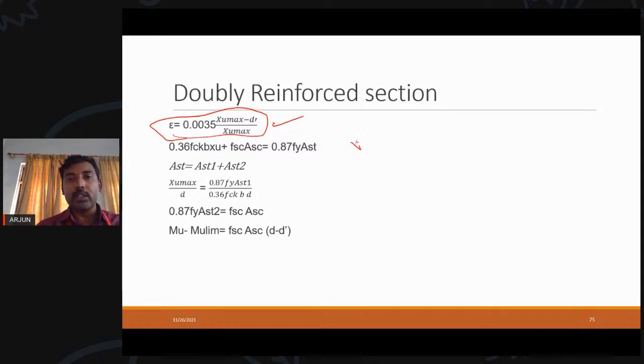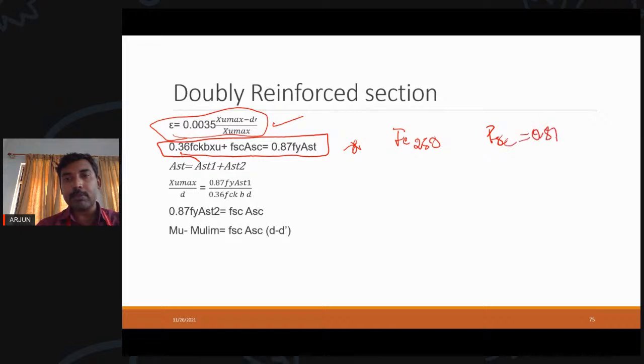Next, in order to find the depth of neutral axis, you have to use the equation 0.36 fck b into Xu plus fsc into Asc is equal to 0.87 fy Ast. In case of Fe250 grade steel, you can consider fsc as 0.87 times fy. Then total Ast comprises Ast1 and Ast2. Ast1 is the Ast related to Mu limit, and Ast2 is the Ast required to balance the excess moment. Depending upon Ast2, we provide the amount of compression reinforcement using this equation.